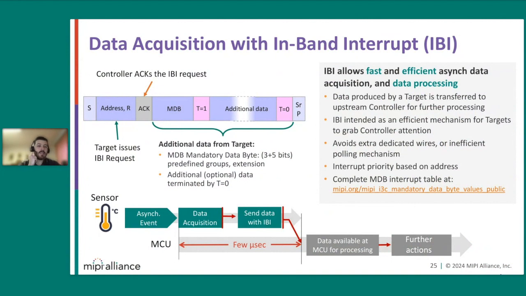Basically what happens is the target issues this IBI request on the bus, and the controller would ACK the IBI request, and then we would go through address arbitration. Due to the way I3C does address arbitration, interrupt priority would be based on address, with lower addresses having higher priority. By sending this IBI request, the target is then able to communicate data over to the controller. So if that's a sensor sending data over, or many other target uses, the target's able to send this interrupt, get its data over to the controller for processing, and it doesn't have to wait for any sort of polling from the controller.